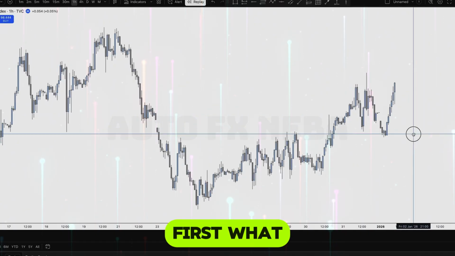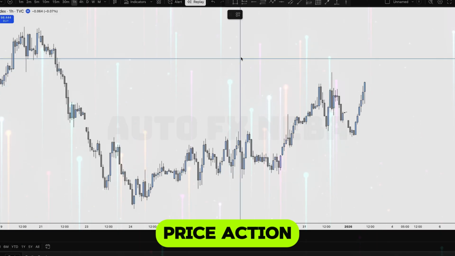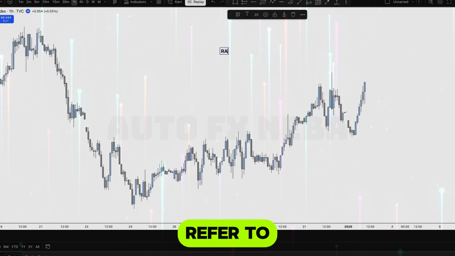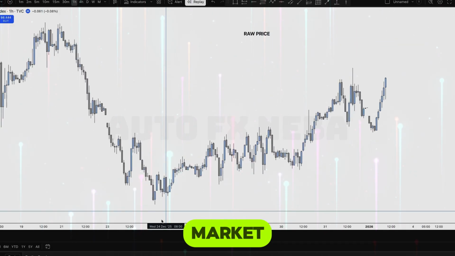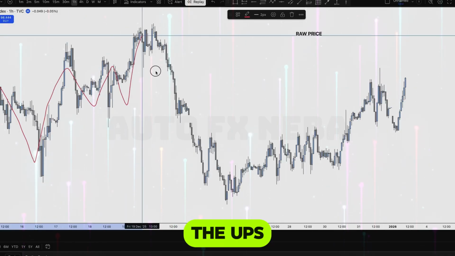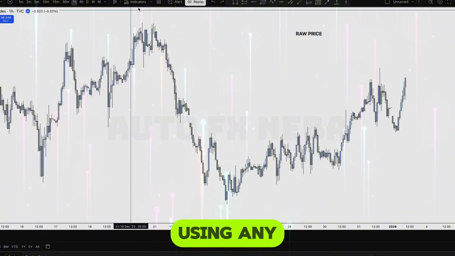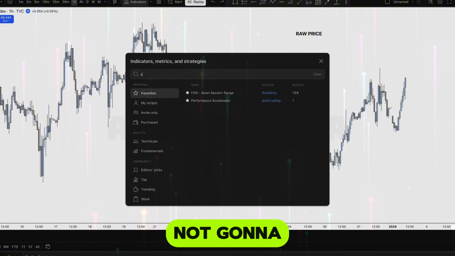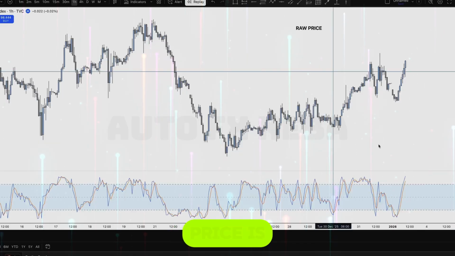All right, so first, what do we mean when we say price action? Well, when we say price action, we simply refer to raw price, okay? We are tracking the raw price of the market, meaning we are looking at the candlesticks, how they've printed, the ups and downs in here, and all of the information these give us. And we are not using any indicators. We are not going to use any external factors. We focus purely on what the price is telling us.